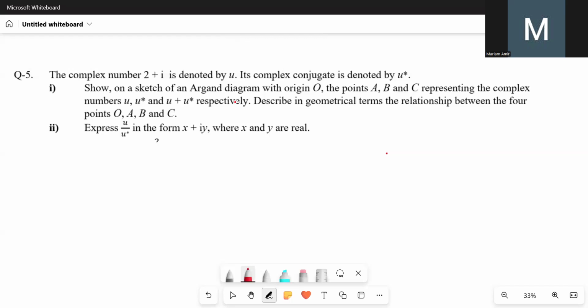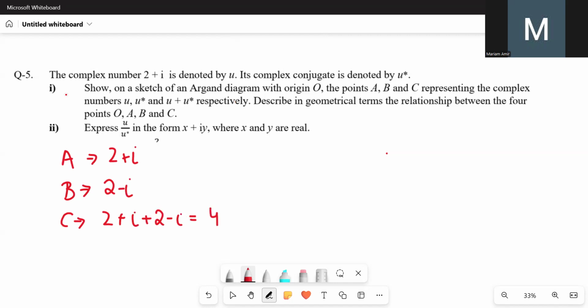All right, so the point A is just u, so that's going to be 2 plus iota. The point B is u conjugate, which is going to be 2 minus iota. And the point C is going to be u plus u conjugate, so 2 plus iota plus 2 minus iota, that's just 4 plus 0 iota. Okay, so let's plot all of these on an Argand diagram. We can write 4 plus 0 iota.